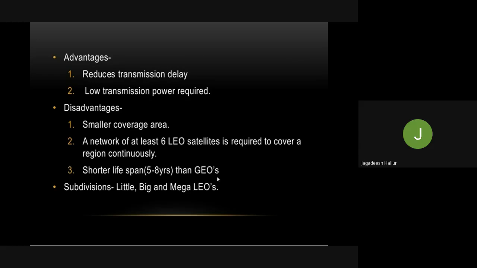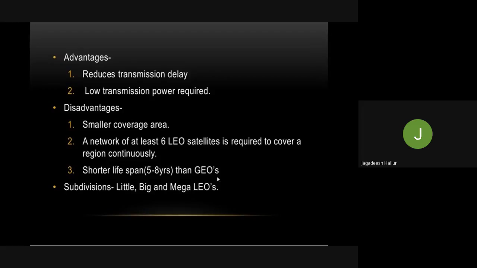And the third disadvantage is shorter lifespan. The age of a satellite in low Earth orbit is 5 to 8 years, while the age of a geostationary satellite is high as compared to low Earth orbit. The lifespan of a low Earth orbit satellite is 5 to 8 years.